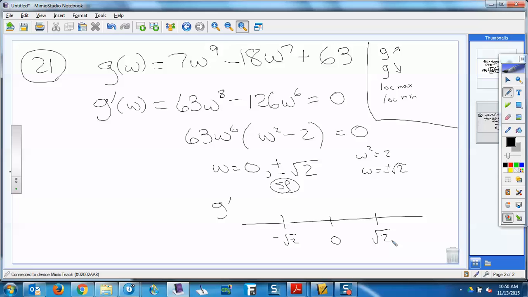When it's positive or negative. So if those are the 3 places it's 0, in between those places is where it has to be positive or negative. So we want to know some numbers in between. So what's square root of 2? 1.4? Yeah.